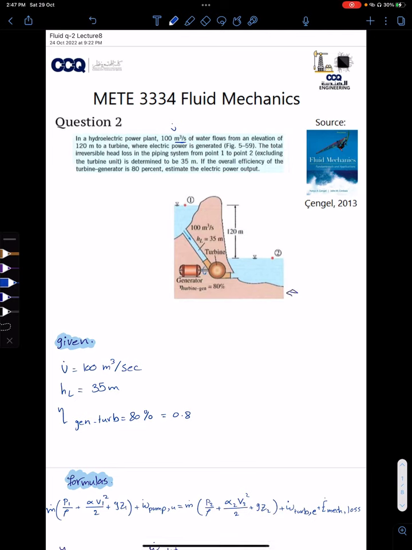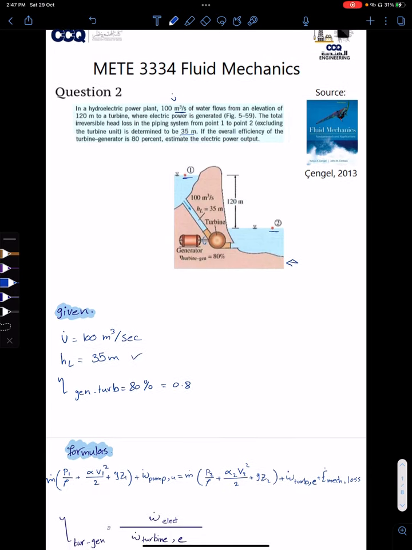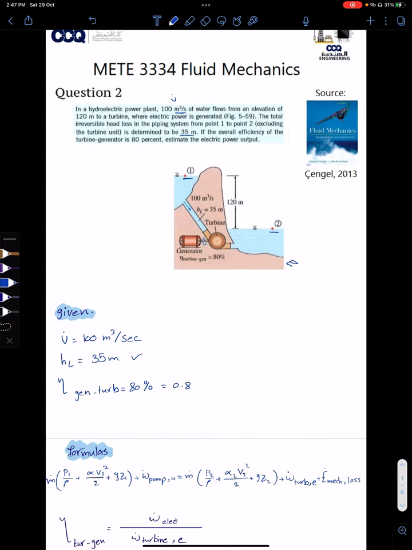The total reversible head loss in the piping system from point 1 to point 2 is determined to be 35 meters. Head loss is 35 meters. If the overall efficiency of the turbine generator is 80%, estimate the electric power output. So W dot electric is required.